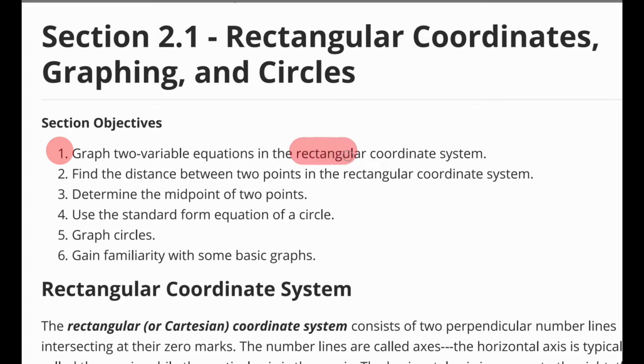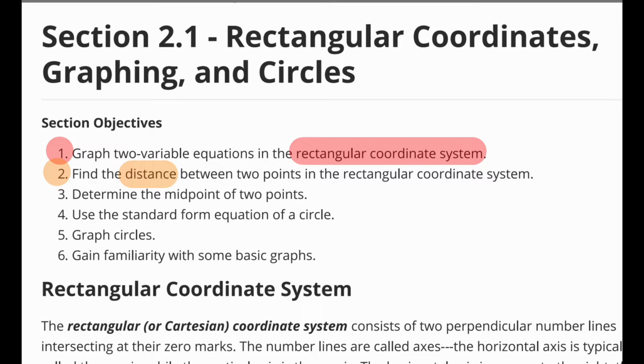Just whenever you see rectangular coordinate system, it's not a new word, but it's kind of weird. Just think XY coordinate plane. It's easier to think of that, like we're used to the X's and Y's. That's what rectangular coordinate system is. The second one here says find the distance between 2 points. So we're going to be finding the distance. That's going to be the distance formula that we're going to be going over later.